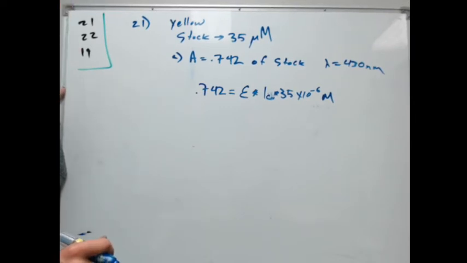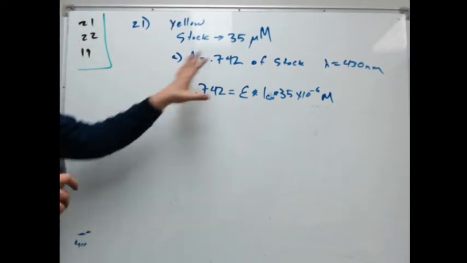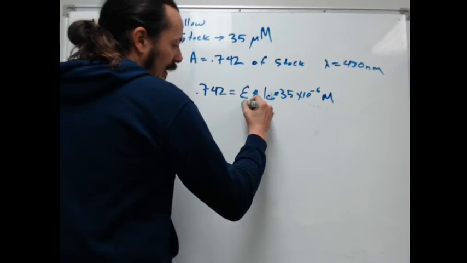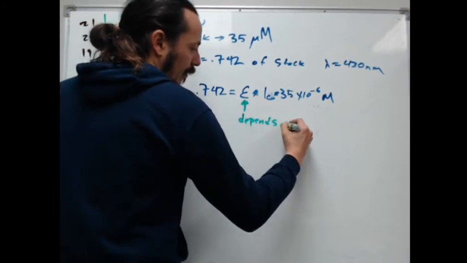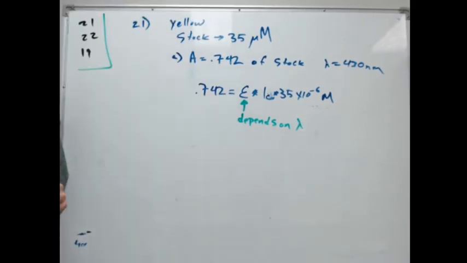Why don't you use lambda in the equation? Oh, right. So remember, lambda doesn't appear in the equation. However, our epsilon depends on lambda. And I think that's going to be part B or part C. So that's part of why we always use the same lambda for our observation.